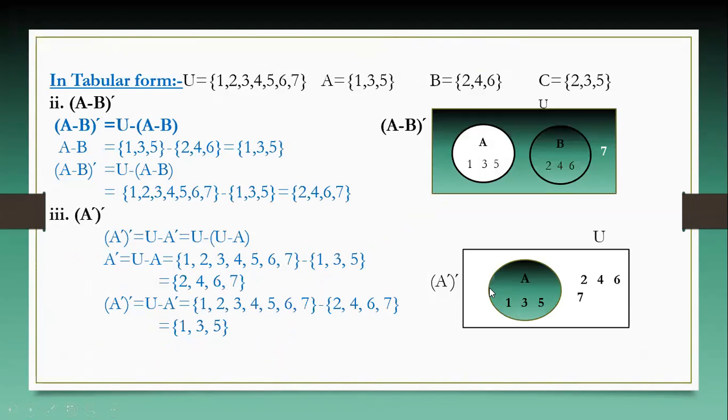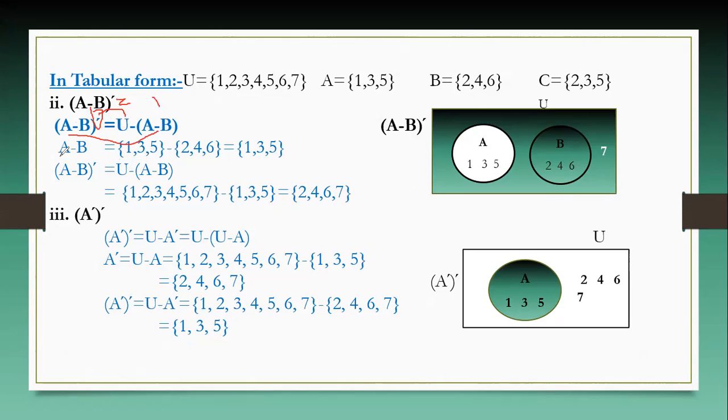Now, question number 2 is (A minus B) dash. In the same way, students, as I have solved question number 1, I have to solve question 2. Here you can see (A minus B) whole dash, that is, A minus B whole complement. Dash means U minus, and write A minus B as it is. First, you have to solve A minus B and then subtract it from U.